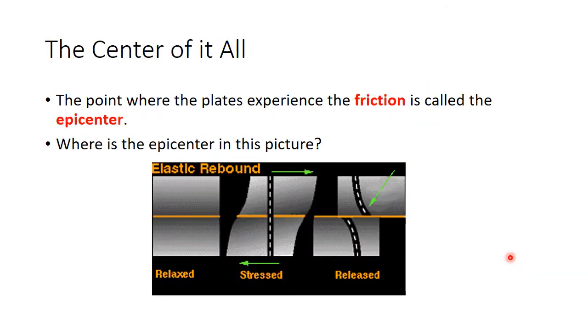So children, when the plates rub against each other, friction is created, and the place where the friction is created is called the epicenter. There the energy that is trapped inside the earth gets released, which leads to shaking and vibration of the earth. Now where is the epicenter in this picture? Where do you find they are rubbing against each other? You can see here is the epicenter, and the maximum damage will happen in and around the epicenter.